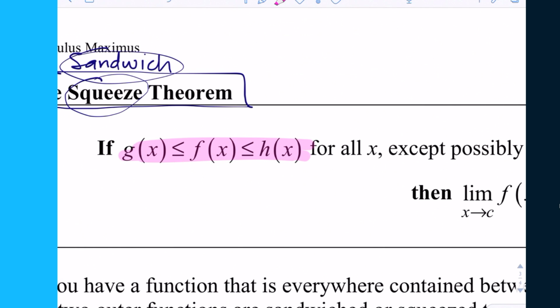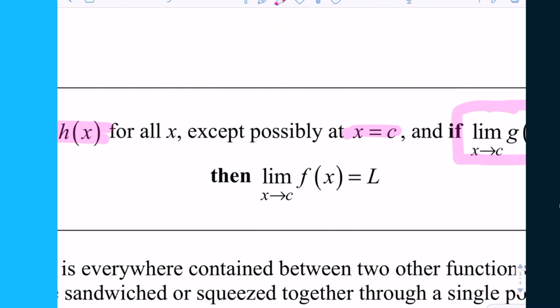This bread slice goes to the point c, L, this bread slice goes to the point c, L. What then can be said about the limit as x goes to c of the function that is sandwiched in between them? It also has to go through L. Yeah, the limit has to equal L. And that's all it says.